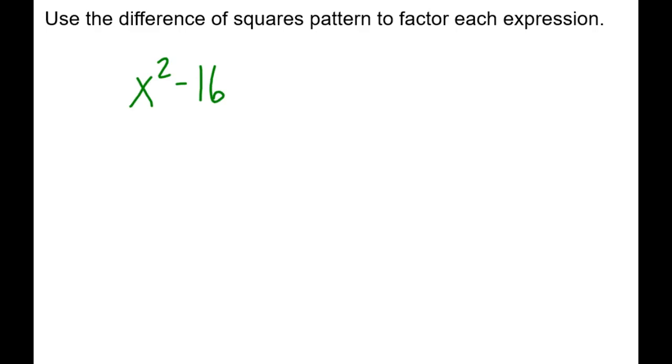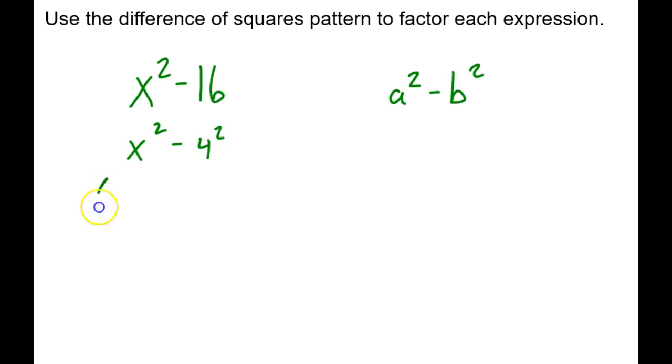For the first example, we want to use the difference of squares pattern to factor x squared minus 16. So starting out, we're going to rewrite this expression so that we can see both values that are being squared. So we already have x squared, but then we want to rewrite 16 as some value squared. We should realize that 16 is the same as 4 squared. So now we're in that form, a squared minus b squared. Our a value is x, our b value is 4.